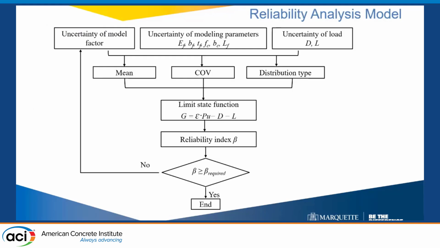So that's an overview idea of the reliability analysis. To do the reliability analysis, the first thing is we need to identify the uncertainty. Usually in terms of structural reliability analysis, the uncertainty comes from three parts. One part is model factor uncertainty. It is from how we derive the formula to predict the bond strength or other strengths.